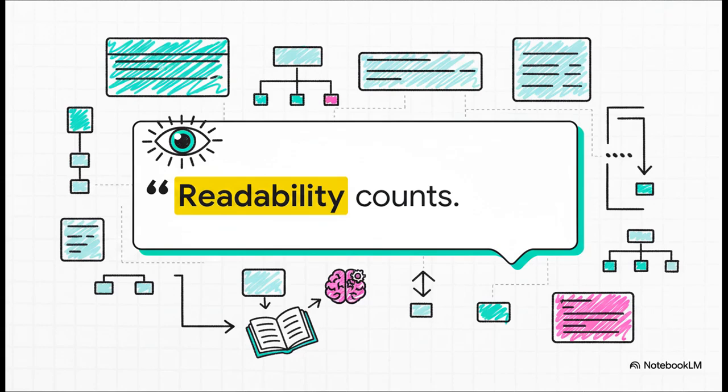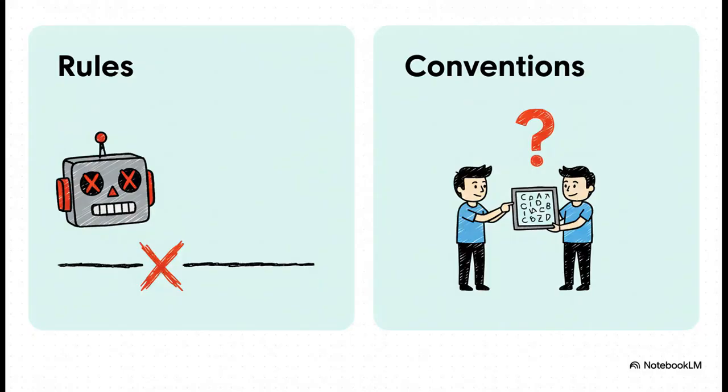The whole point is to write code that doesn't just work, but is also crystal clear to anyone who reads it, including yourself 6 months from now. Yeah, this table really sums it up perfectly. Rules, they're for the computer. You follow them to stop your code from breaking. Conventions, they're for people. You follow them to make your code easy to read and understand. Python won't yell at you for breaking a convention, but trust me, your teammates might.